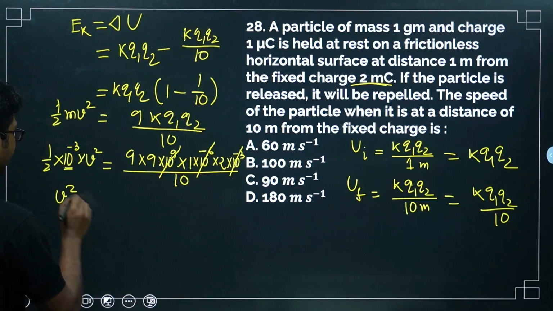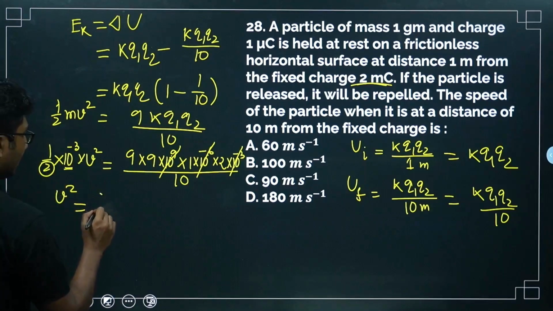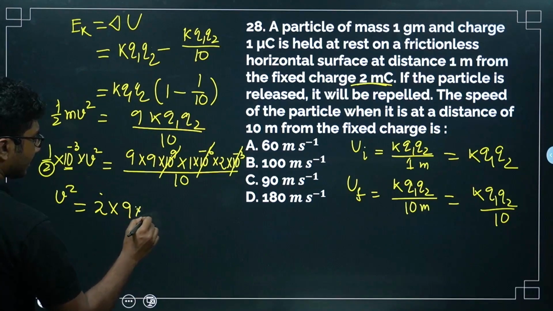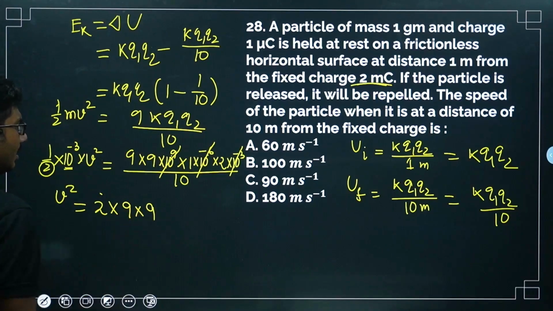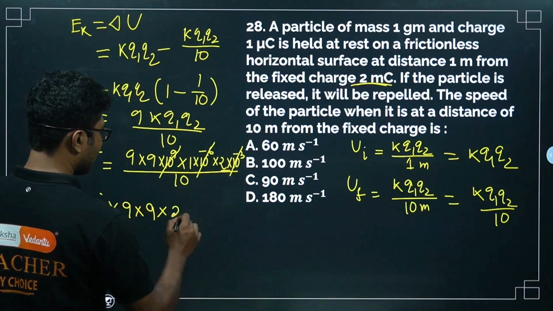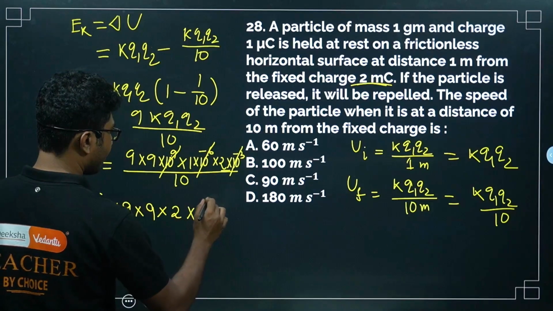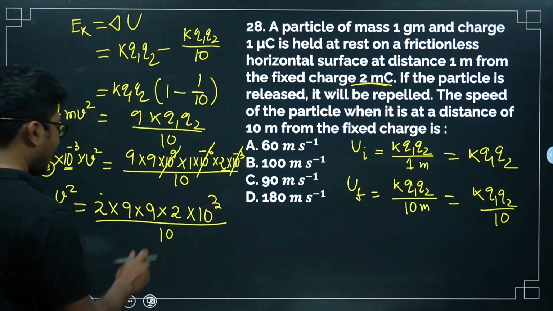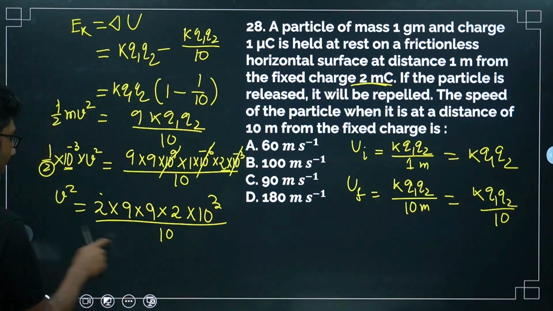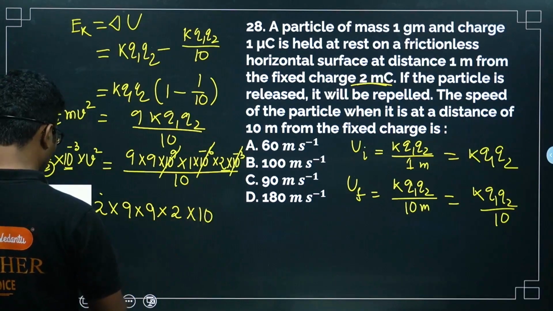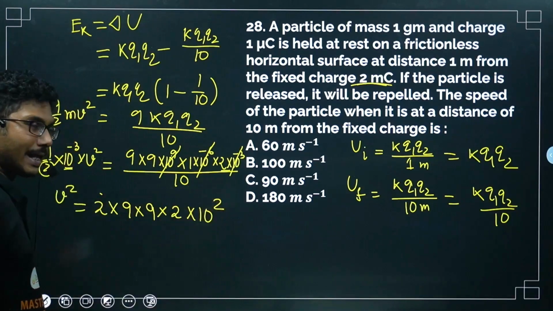So, V square equals to, this 2 was division, it will be multiplied, right. 2 times 9 times 9, okay, times, there was one more 2 here, times 10 to the power of 3 whole divided by 10, right. Now, what you can do, you can cancel this 10 and make this 3 as 2, right. One of the 10 will cancel.